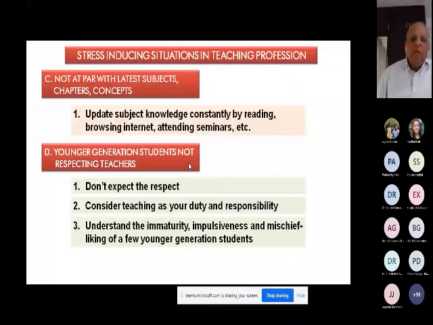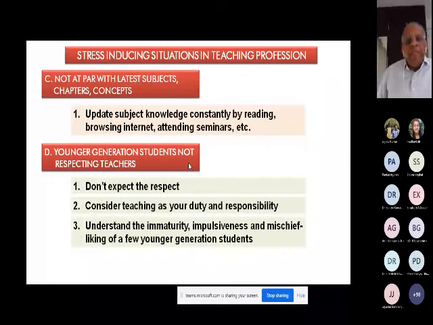Now, the younger generation of students not respecting the teachers is a very big challenge to teachers. Number one, simple, don't expect the respect. Consider teaching as your duty and responsibility and be done with that. Because you expect it, as I told you, and they don't respect, that difference is the stress. So reduce your expectations. You are doing your job. Be done with that.